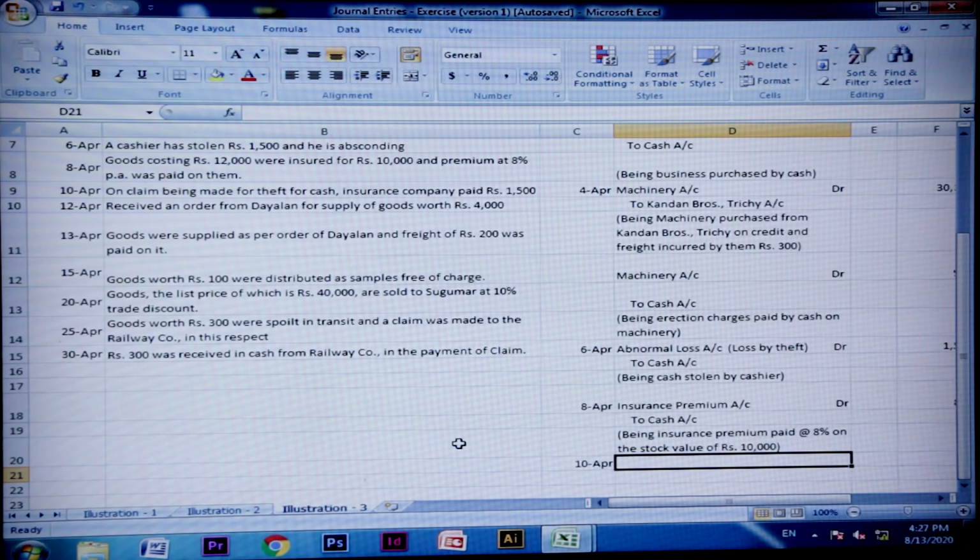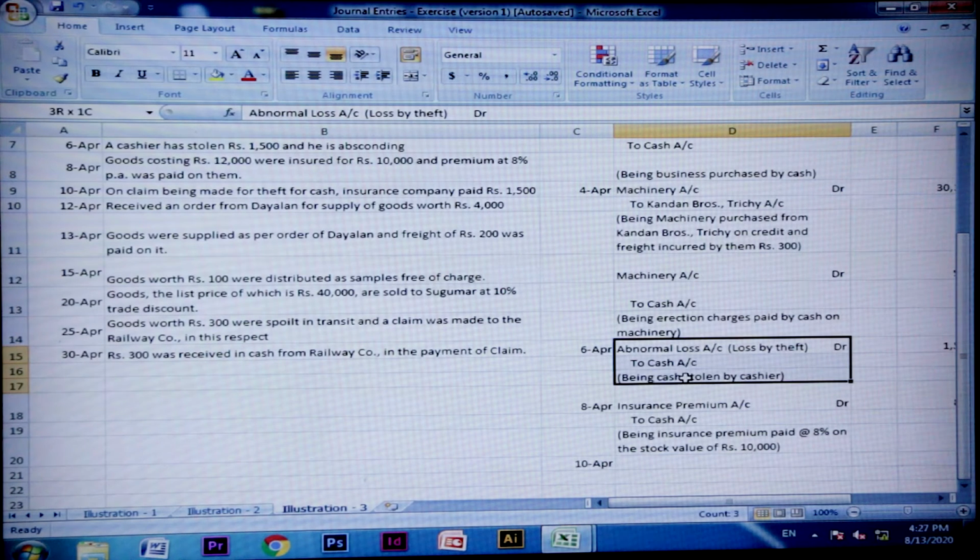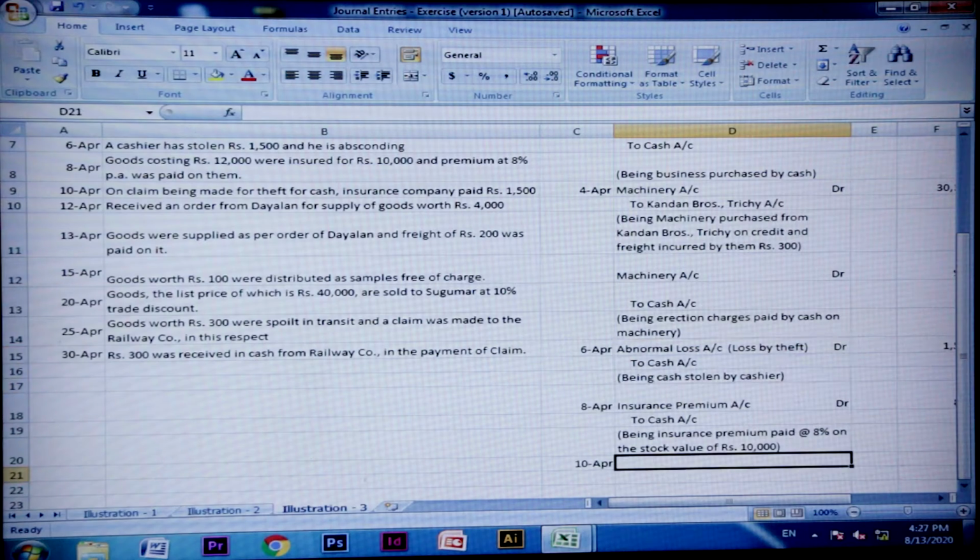On 10th April, on claim being made for theft of cash, insurance company paid rupees 1500. So for this abnormal loss amount, they are paying 1500. Actually here the amount stolen is 1500. At the time of theft, we have debited the abnormal loss account. So at the time of claim also we have to credit the same account.